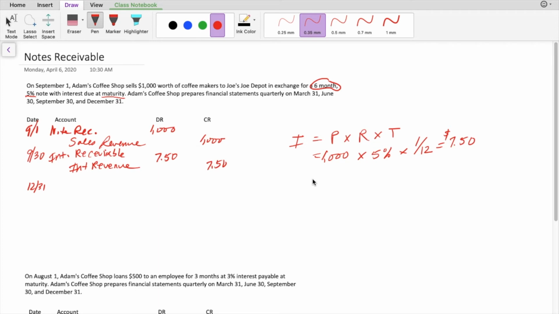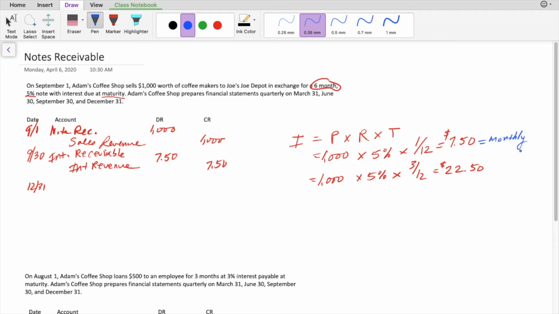So I need to do another interest calculation. $1,000, 5%. How many months have gone by since my last record of interest? Well, September was my last entry, so I have October, November, and December. So I have 3 months out of 12. And if I record 3 months out of 12, then I should get $22.50. Now, I also could just take my monthly amount that we calculated here to begin with, since it was 1 month.